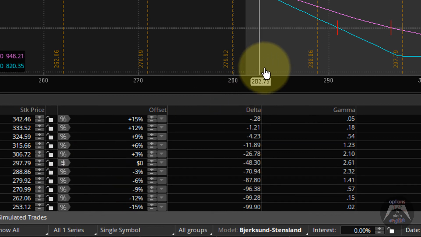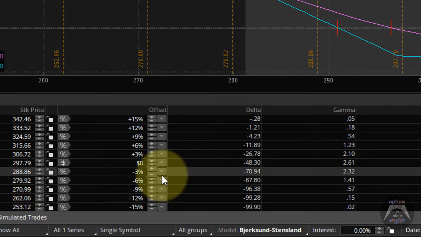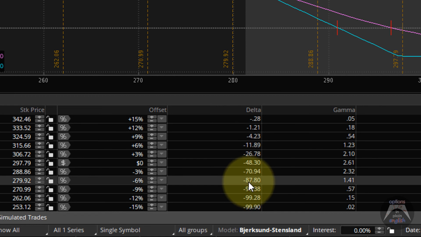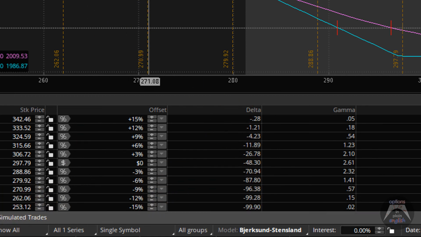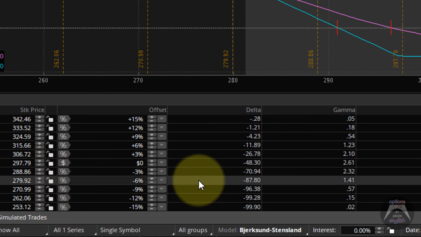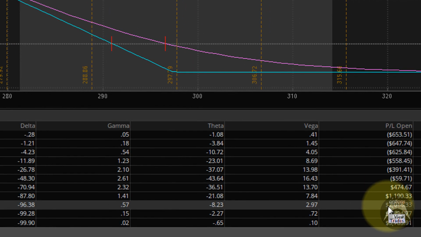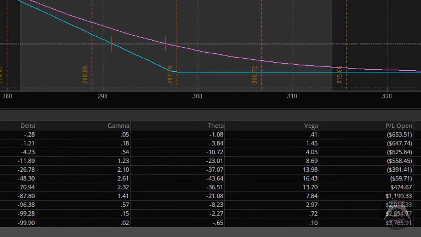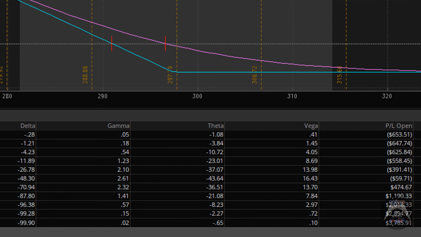And if it goes even lower, it goes to 279, so another $9 down, then you're going to have an even better delta, minus 87. And then if it's 270, which is right here, you already have a lot of money, because if it goes down by 9%, you already have, with putting down $655, you're going to be making at this point $2,018, so much more than you put in.